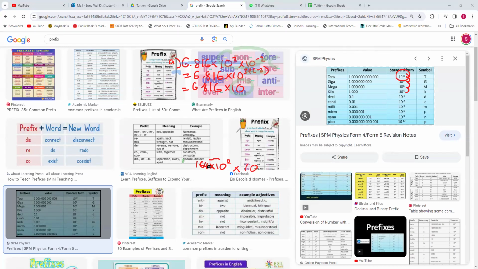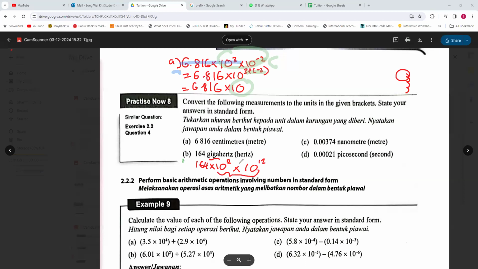So then what you do is you check the powers here. So this is 10 power 2 times 10 power 12. You get 1.64 times 10 power 2 plus 12. What is 2 plus 12, Kenneth? 14. Brilliant. So it's 1.64 times 10 power 14. And you are done with question B.